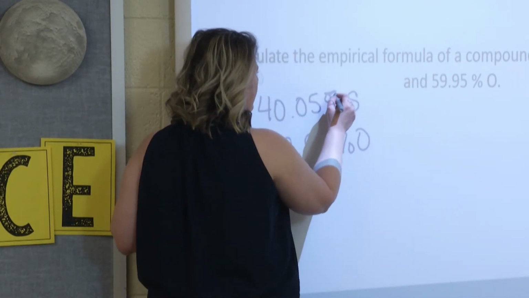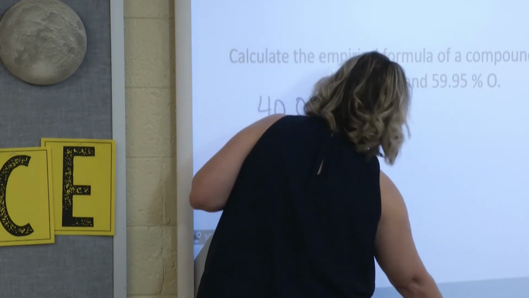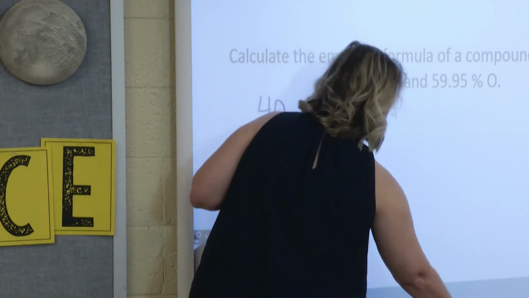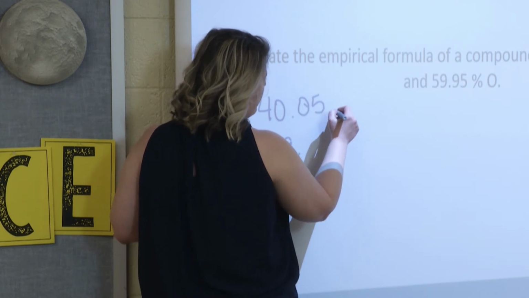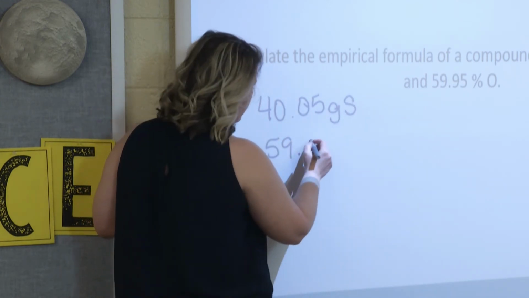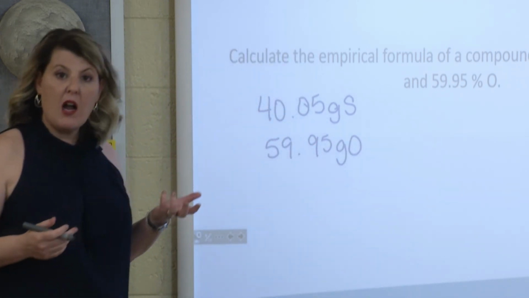We are literally going to change this percent sign to a gram sign. Let me erase that so it's not so messy. So we are literally going to change that percent sign to a gram sign. So now I have 40.05 grams of sulfur and 59.95 grams of oxygen.